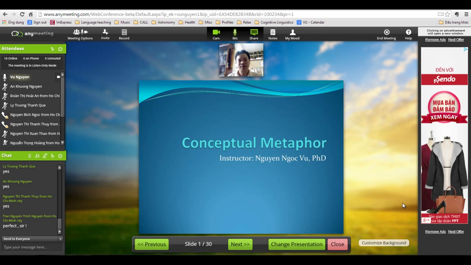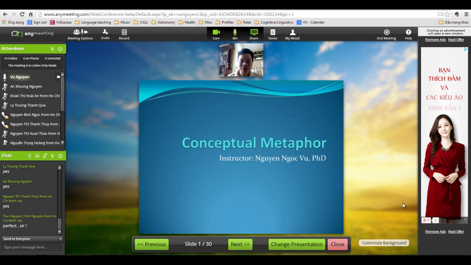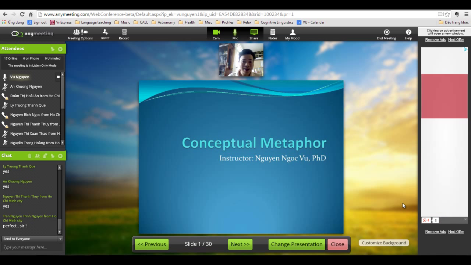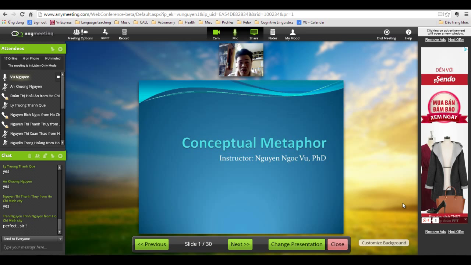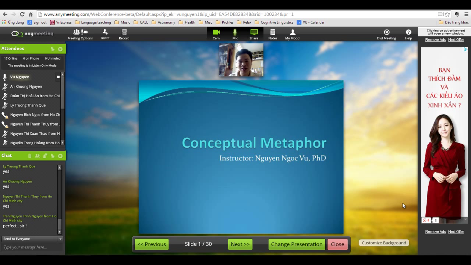Now, in our discussion today, we look at the conceptual metaphor theory. We look at the different types of conceptual metaphors, the structures of metaphors, and we will analyze the motivation sources for a lot of metaphors. Before we start, could you tell me again what topic did we discuss last time in our face-to-face meeting?